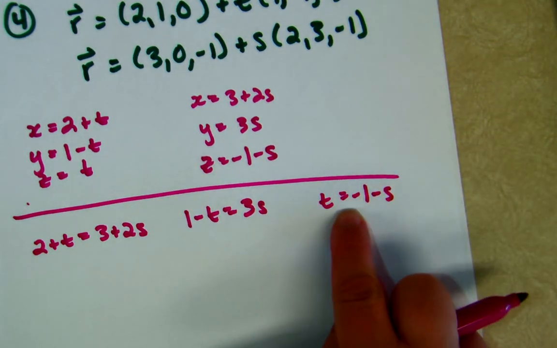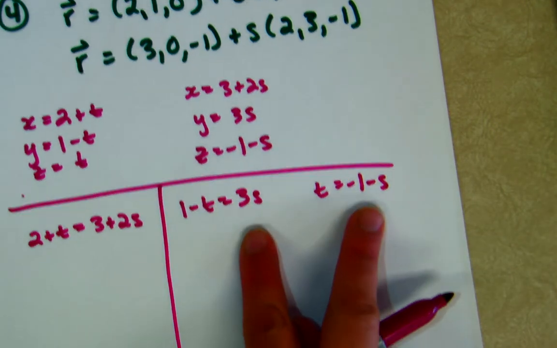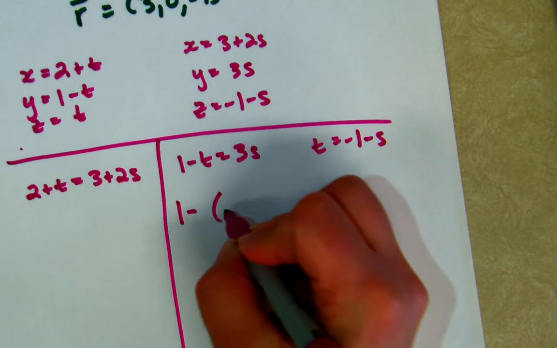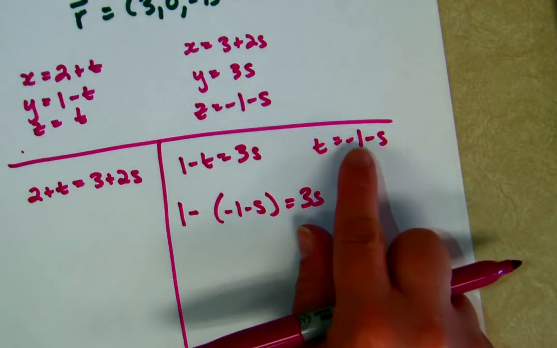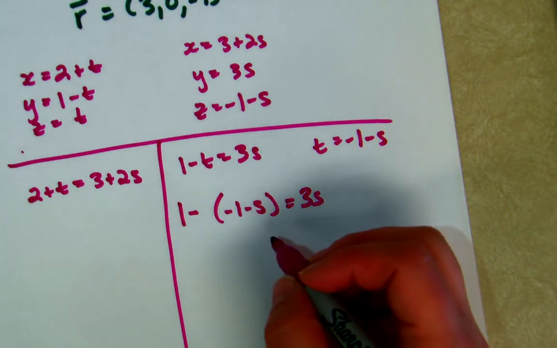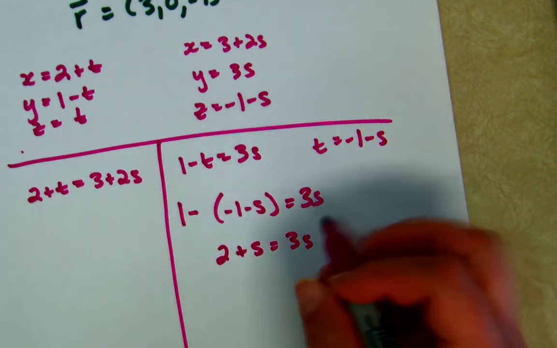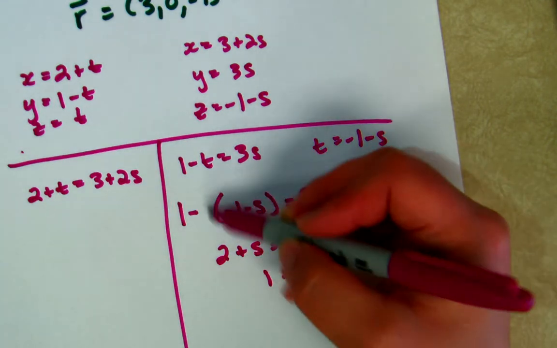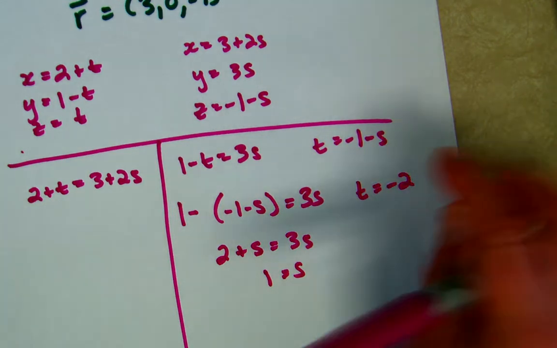Again, I honed in on this equation right away because it already has the t isolated. So I've decided I'm going to work with these two because this one is right beside. So I'm going to get 1 minus (negative 1 minus s) equals 3s. It's a negative t, so I have to be sure to put the negative 1 minus s in a bracket. So this is going to give me 2 plus s equals 3s. So s equals 1. Make sure I did that right. That's going to be plus 1. That's going to be plus an s. And then that's going to give me t equal to negative 2.